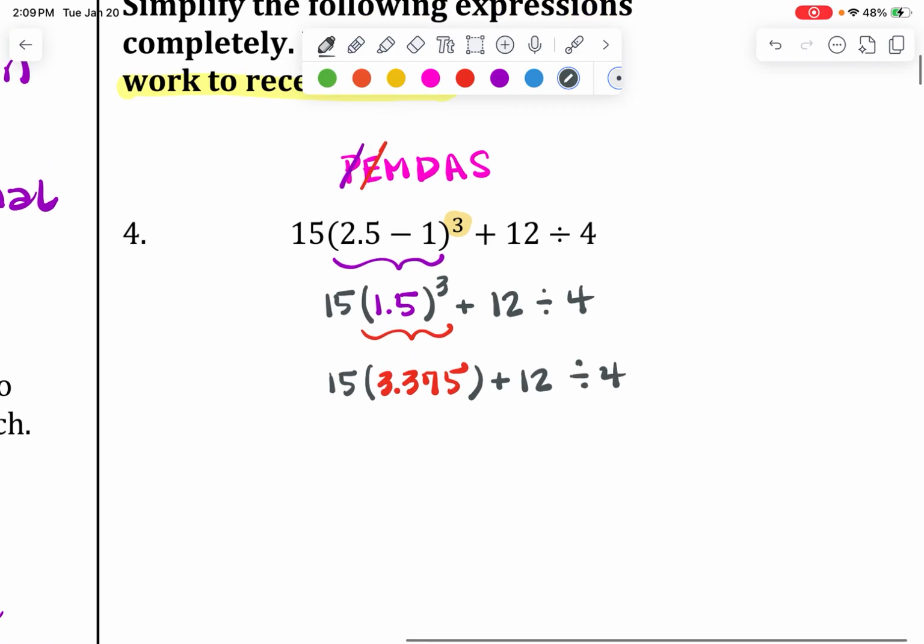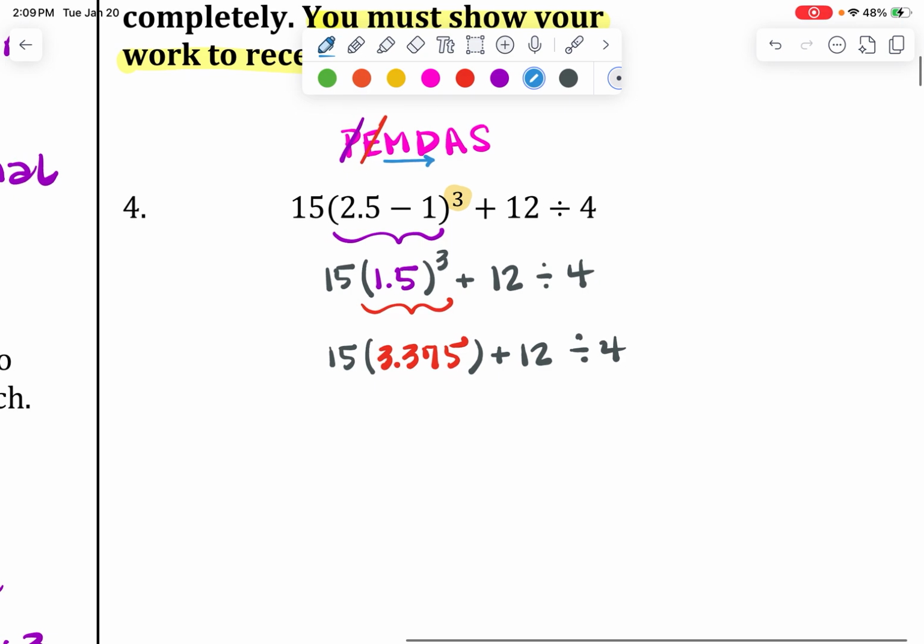All right, and now I am to multiply and divide, which you always do. They're on the same level of importance, and you always do them from left to right, whichever one appears first. So I'm just going to go ahead and do them both in this problem because I do have a multiplication problem here, and I have a division problem here. So I'm going to go ahead and just do them both at the same time.